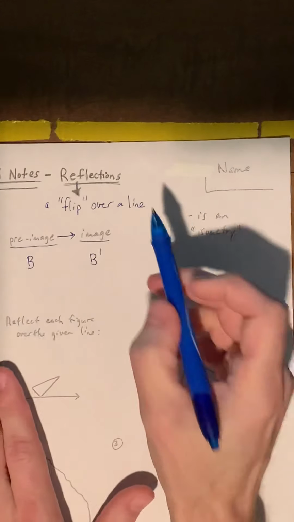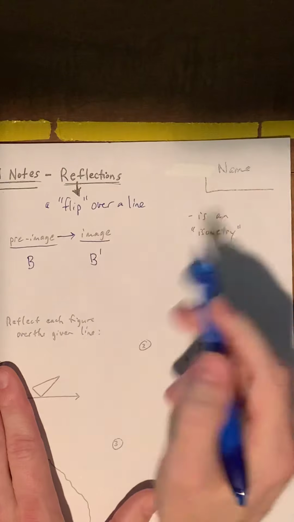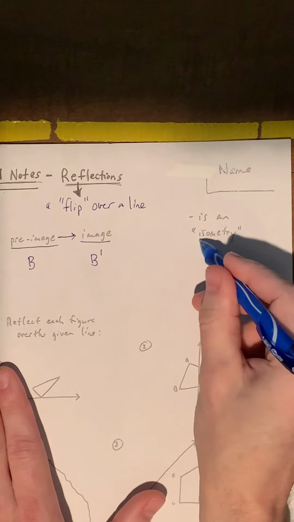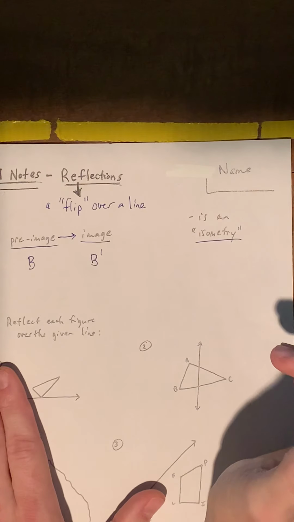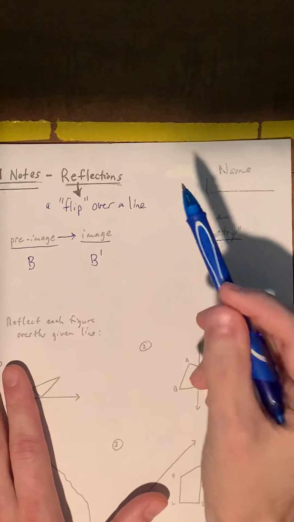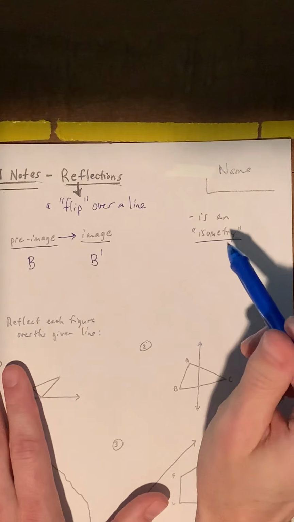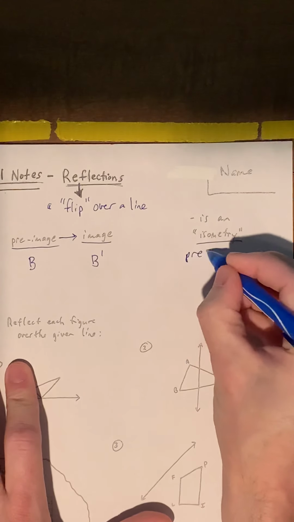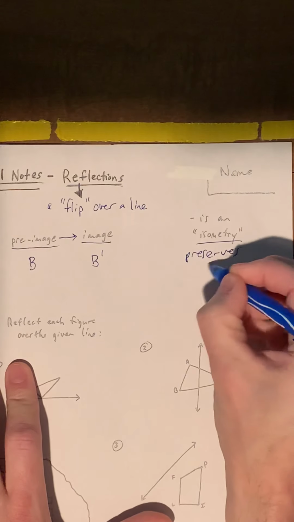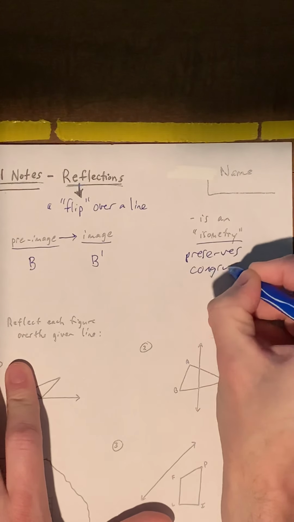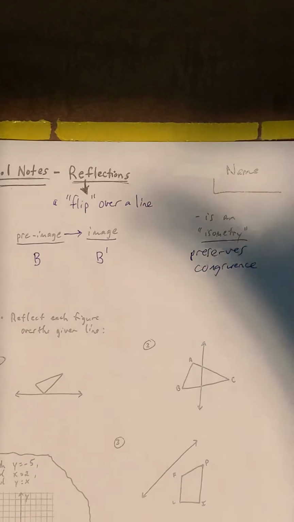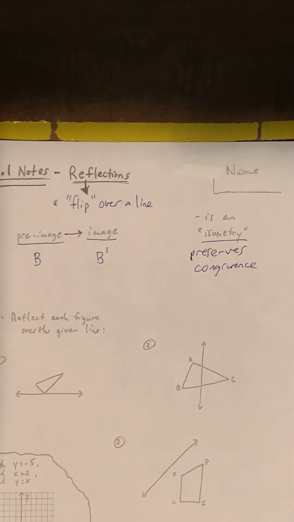Also remember a reflection, the preimage and image are exactly the same. It preserves congruence, also known as what we call an isometry. So a reflection is a type of transformation called an isometry because it preserves congruence. So the before and after shape should be exactly the same shape and size, exactly congruent, okay?